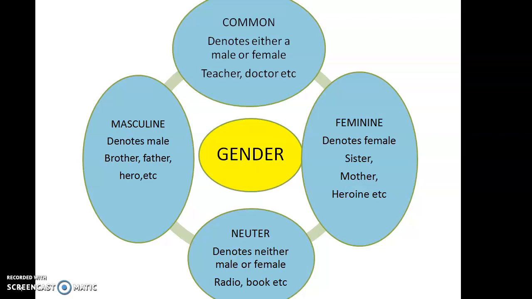And the last one, neuter, means it denotes neither male nor female. ना तो male है ना ही female है. Like radio, book, tree. Basically इसमें हमारी non living things आती हैं जो ना तो हमारी male होती हैं और ना ही होती हैं female.